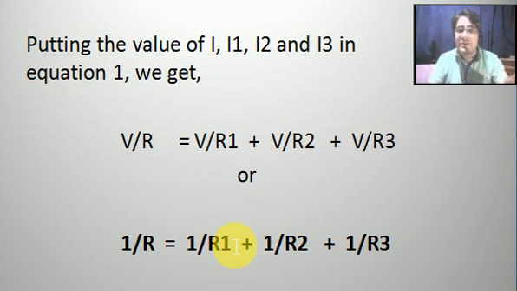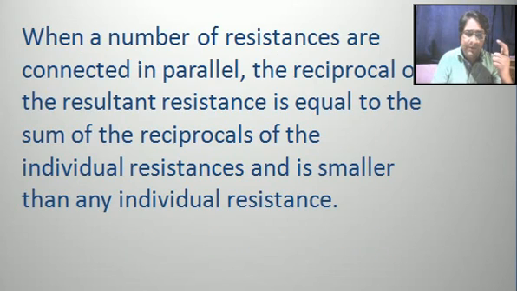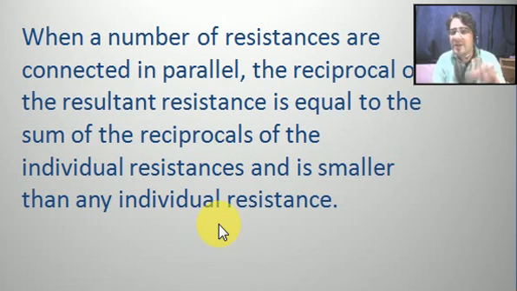reciprocals of the individual resistances. We can sum up it like this: when a number of resistances are connected in parallel, the reciprocal of the resultant resistance is equal to the sum of the reciprocals of the individual resistances and is smaller than any individual resistance. It was all about this resistances in series and resistances in parallels.